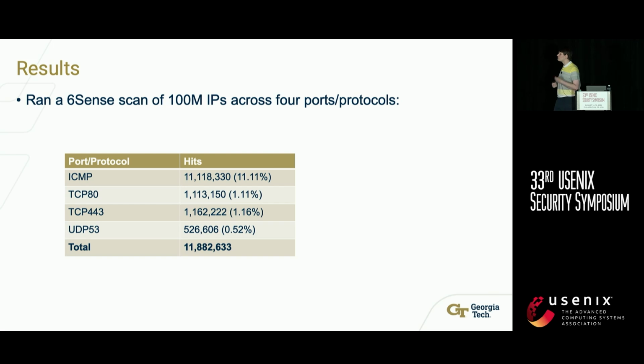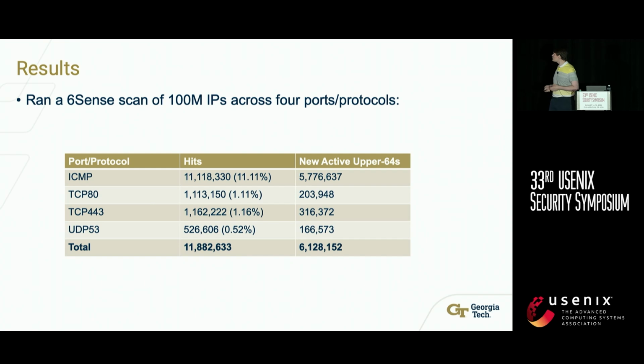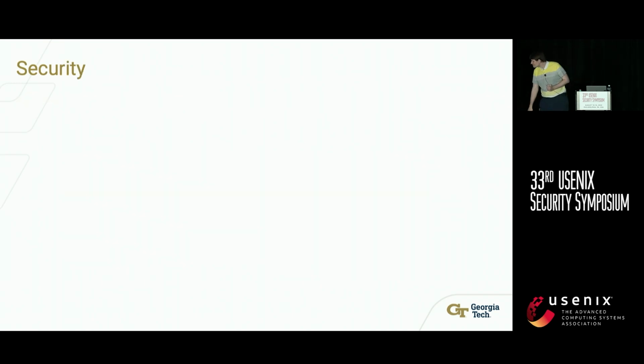Well, to test that out, recall what I told you earlier about those upper 64 bits: every unique device on the internet typically has a unique upper 64 bits. We looked at how many new active upper 64 bits we found. We found over 6 million. So that means we're finding new things on the internet as well. That seems good. But we're a security conference, and really, what we're all interested in is what the security applications of this are.